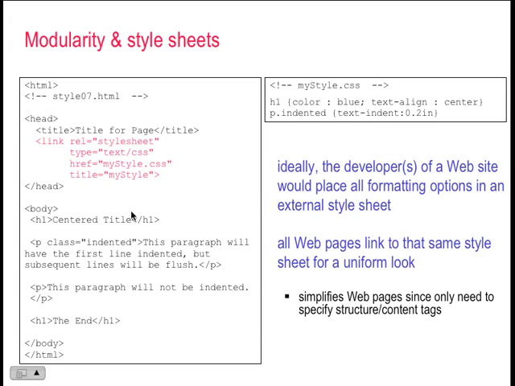So we could bring in multiple style sheets, like if we wanted to. We can mix and match style sheets. We can use the style sheet externally, define some for the document, and then put some in line as well if we want. That's where we get this cascading concept from. So, ideally, developers of the website would place the formatting options in the external file. All the website pages would also use the same CSS file, hopefully the same CSS file.